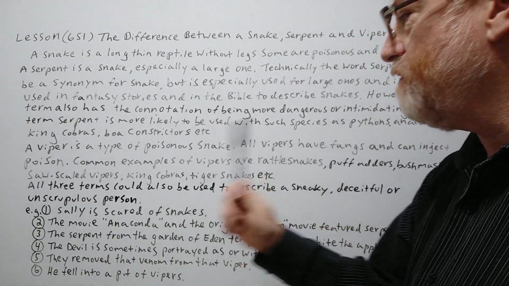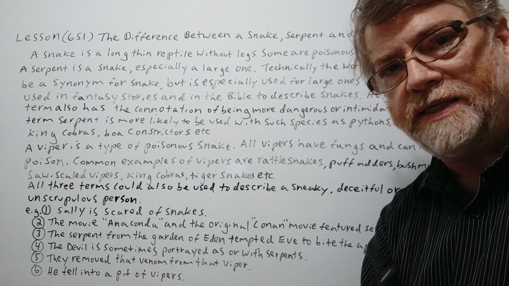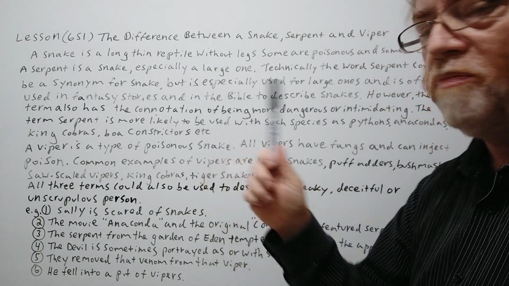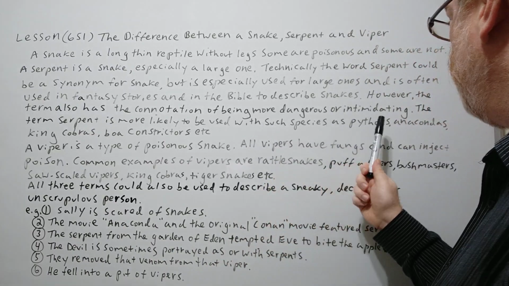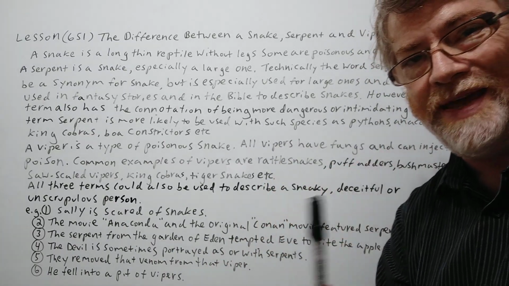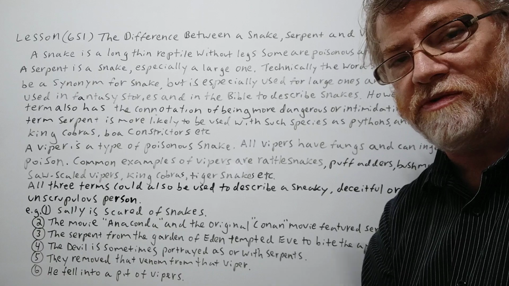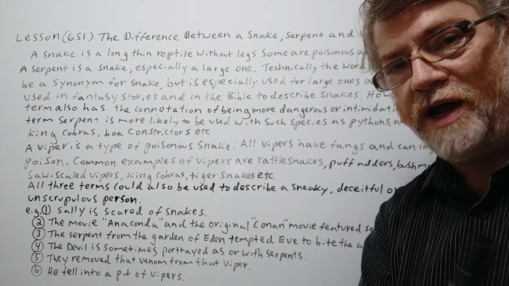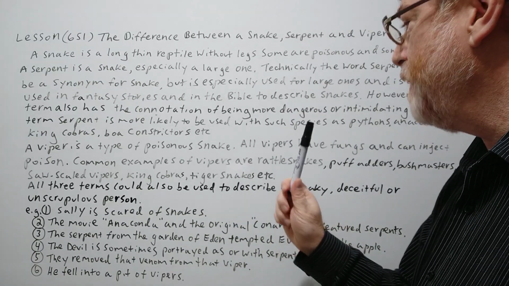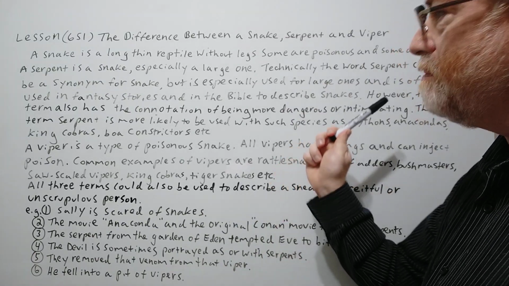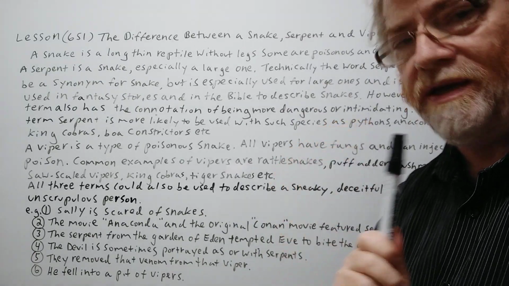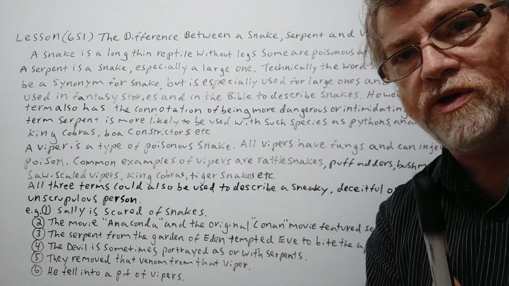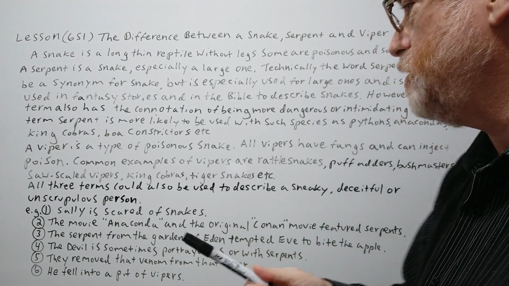Let's continue. A viper is a type of poisonous snake. So all vipers must be poisonous. Now, not all serpents are poisonous, because you can have pythons and anacondas. They kill their prey by wrapping themselves around their prey and squeezing them to death. They actually don't have poison. Okay, so some serpents are not vipers, but some serpents can also, of course, be poisonous too.